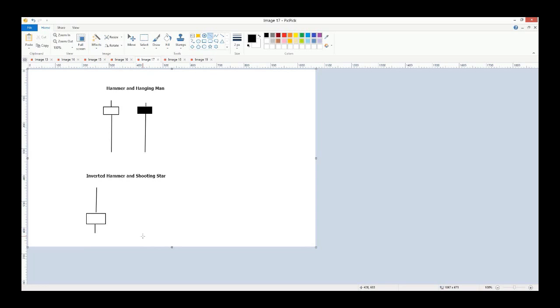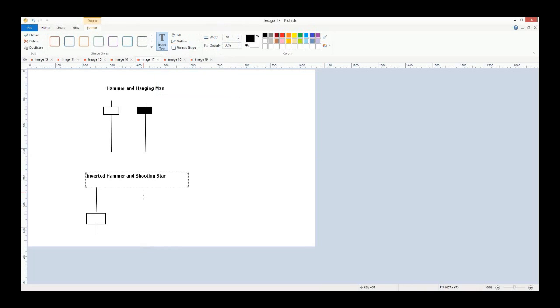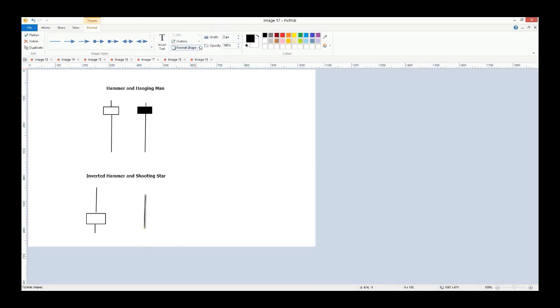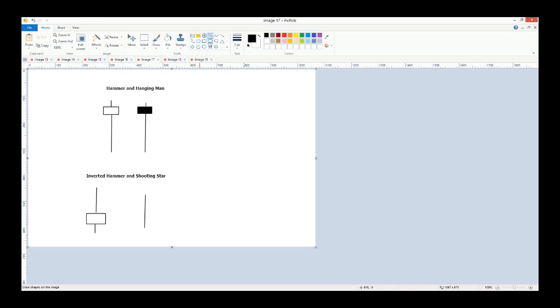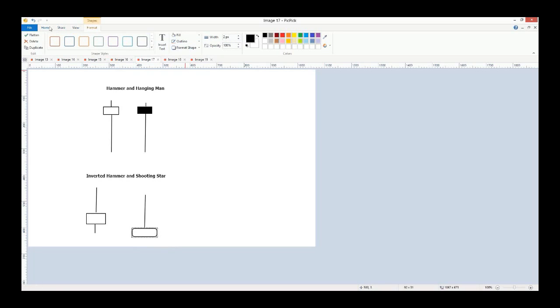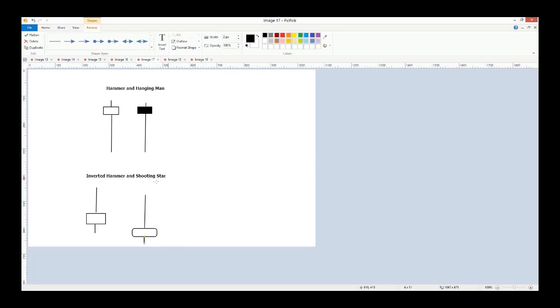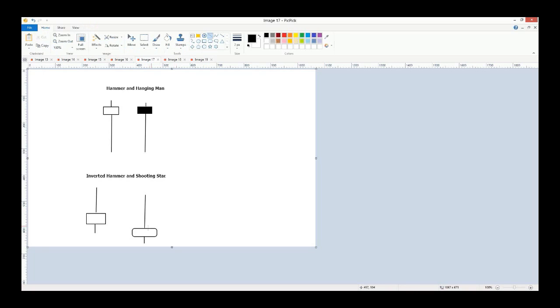At the same time, we have the shooting star, which is the opposite of the hanging man. Let me do the drawing so you can see. So this is the shooting star. Again, of course this is a black body, and this is formed after an advance. Prices went to new highs.